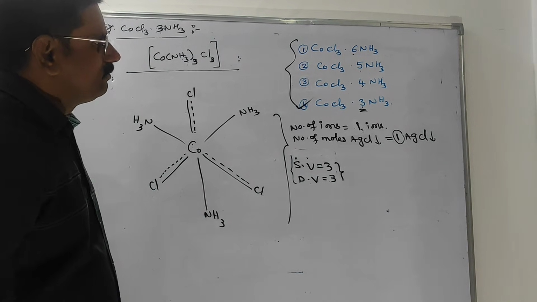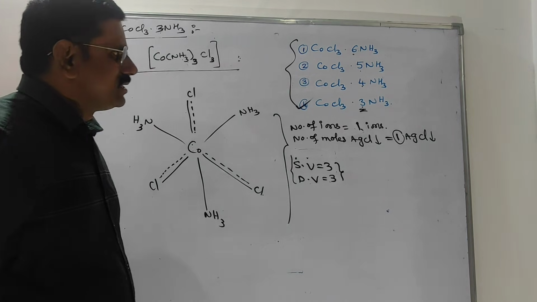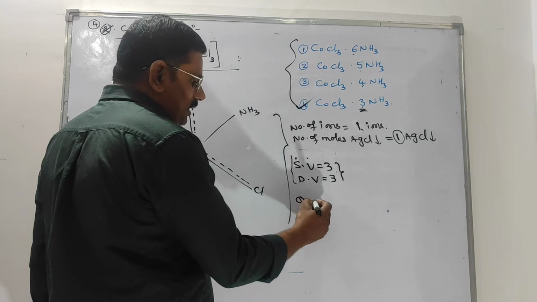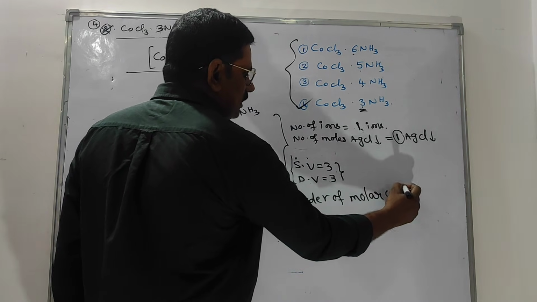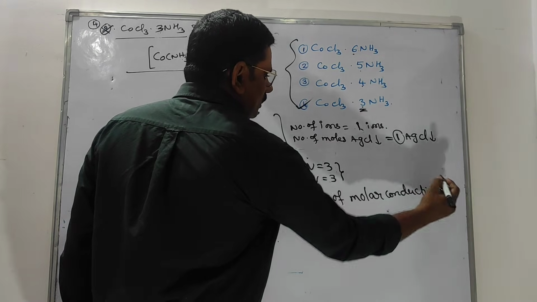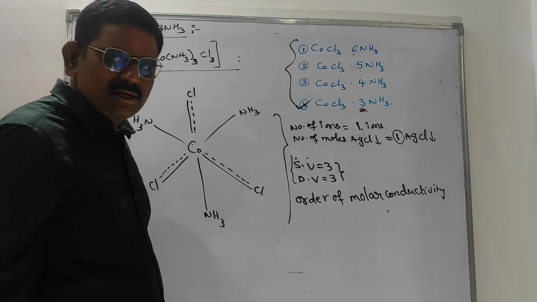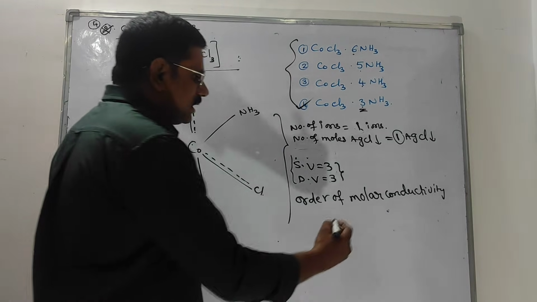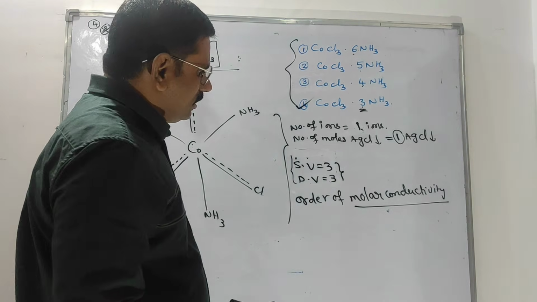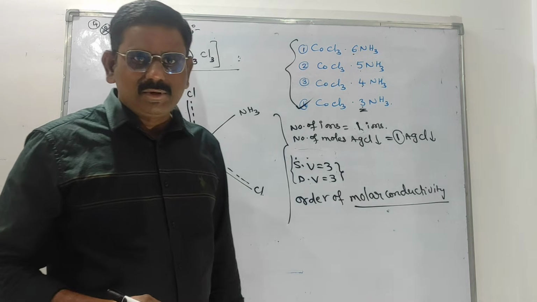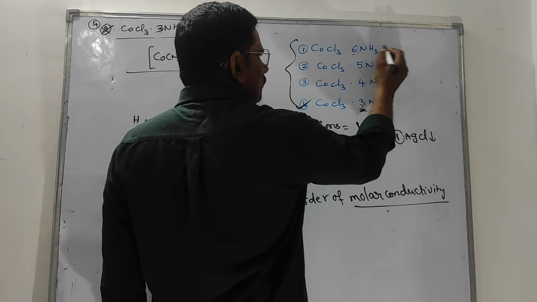And a very important question I want to ask you. 1, 2, 3, 4 are the numbers here. What is the order of molar conductivity of the following complexes or compounds? Molar conductivity depends on number of ions present in aqueous solution. If number of ions increases, what happens? Molar conductivity also increases.